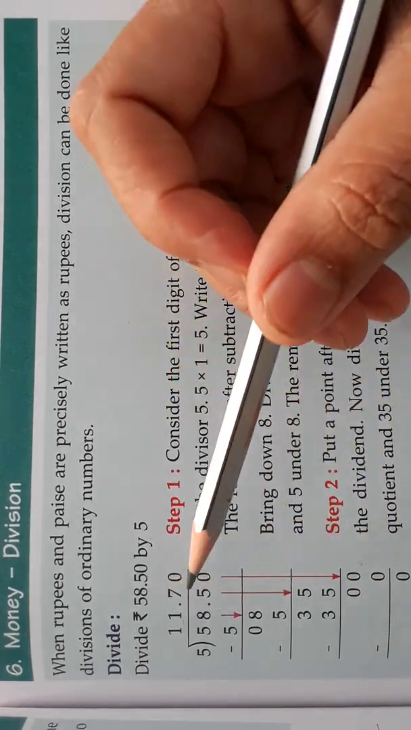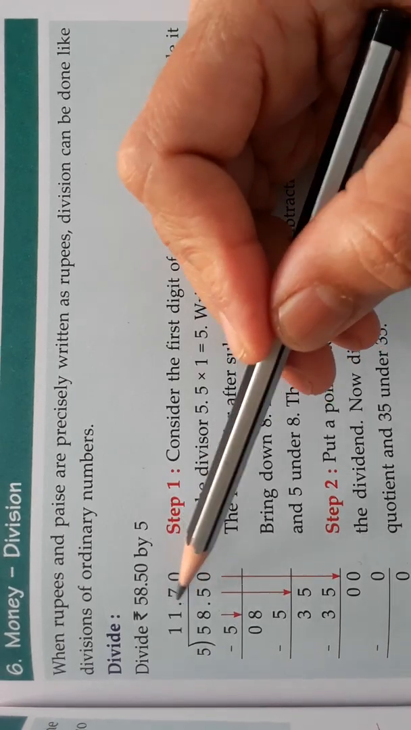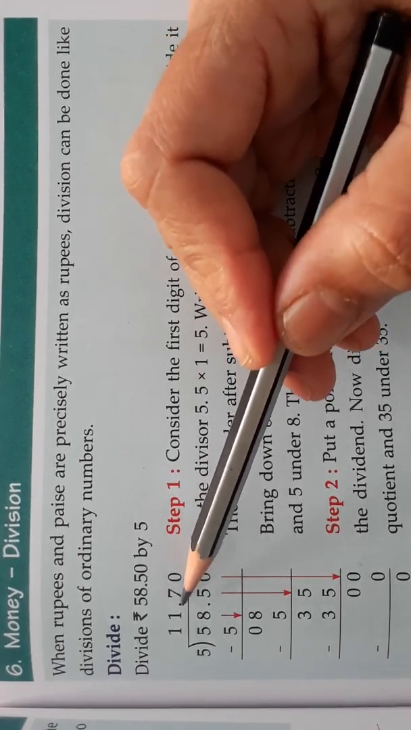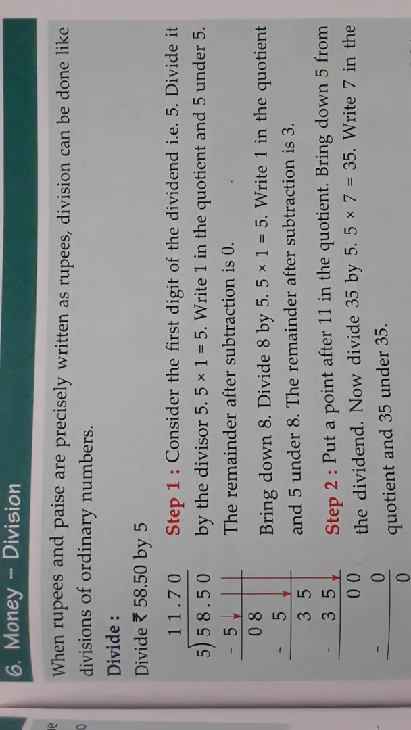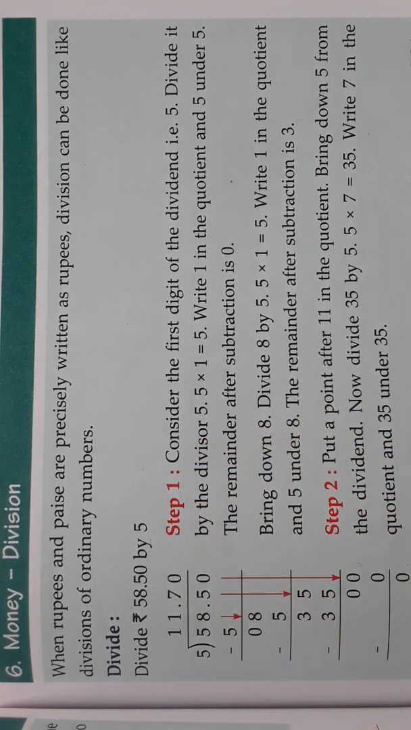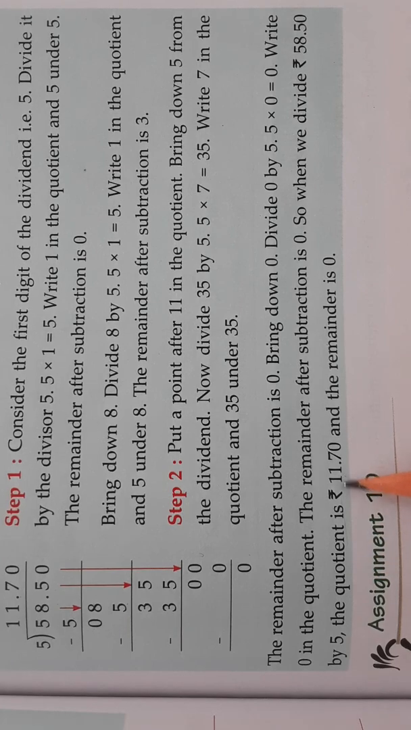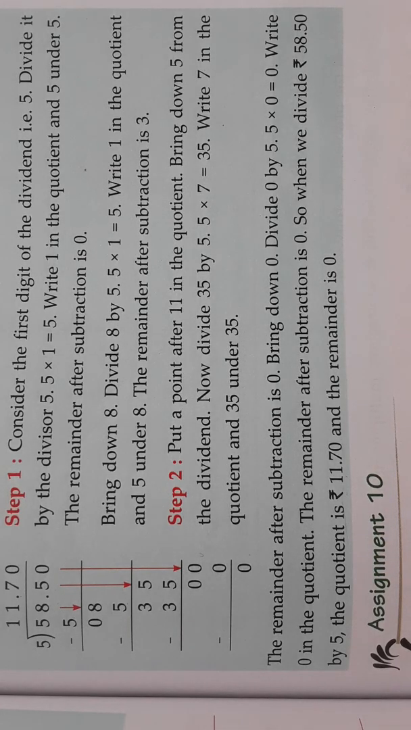So how to write the quotient? See, you should write a point after 2 digits from the right here. Okay, understood? So what is the answer if you divide 58 rupees 50 paise by 5? Yeah, here the answer will be 11 rupees 70 paise. The remainder is 0. Okay, understood.